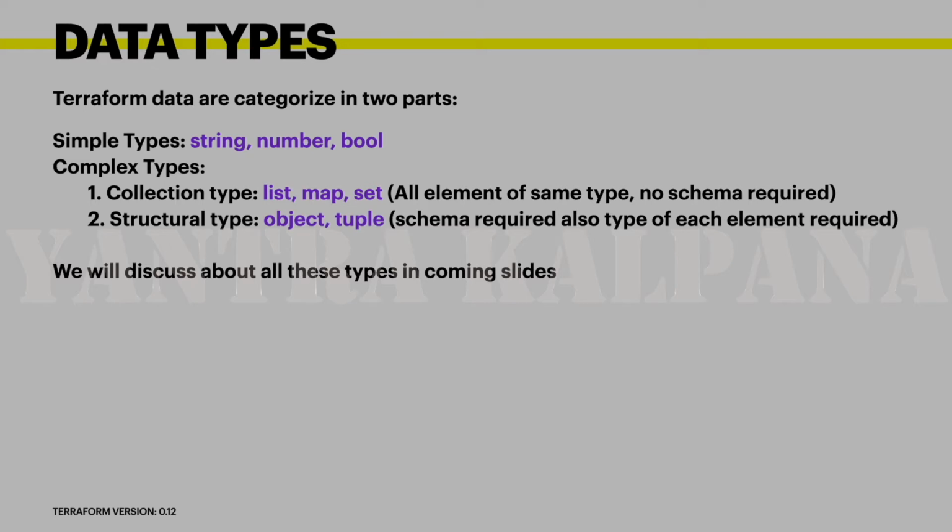Both of these should have a schema. That means you have to define the structure of the data which will come inside this, as well as you have to define the type of each data which is coming in. It can have multiple types of data, like it can have a string type of data or number or boolean. So it's not mandatory that all the elements inside the object or tuple should have the same type of data. No. So that's the structured type of data.